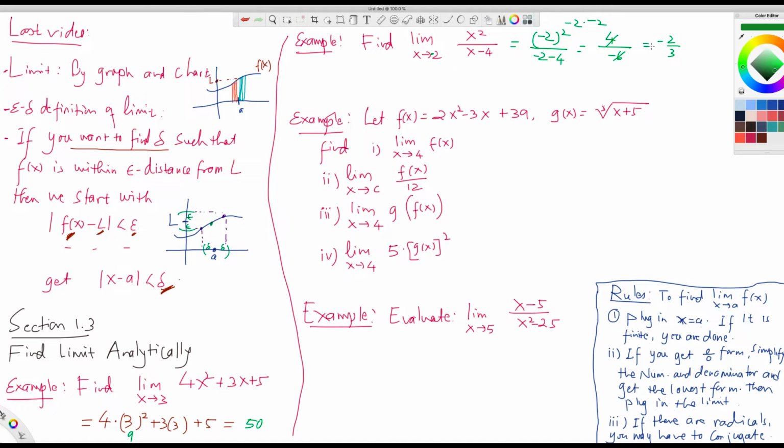But graphically, what does that mean? That means if you are close to negative 2, then the height of the function will be close to negative 2/3. That's what it means. That is below the x-axis because it is negative, right?